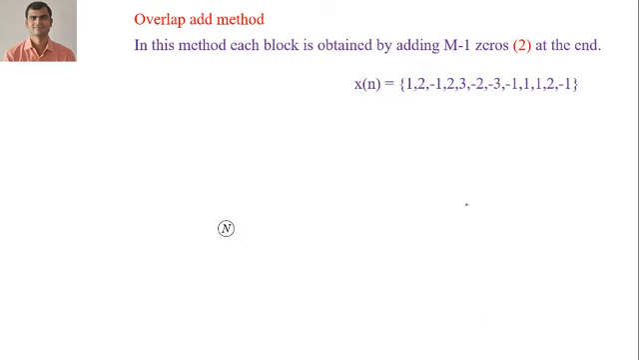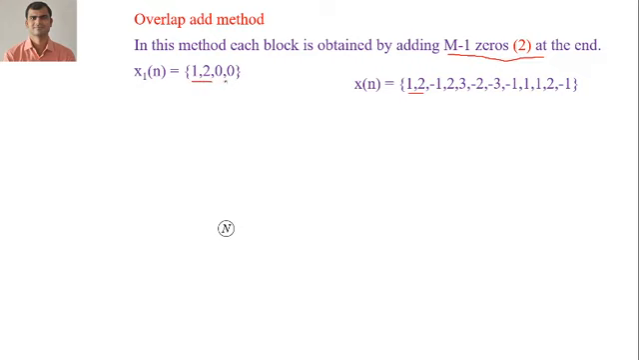So this is the original sequence of x of n. Capital N is equal to 4, that means the block length or section length is 4. In each block we need to add M minus 1 zeros, that means 2 zeros we need to add. So initially we take these 2 samples and add 2 zeros, so it becomes the length of a block of 4 samples.